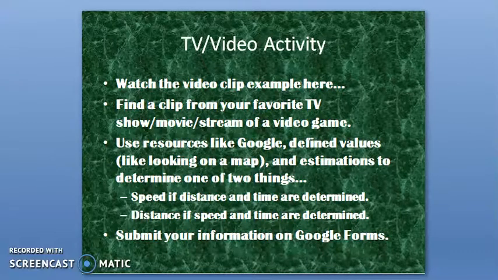For this assignment, you guys are going to pick a clip from your favorite TV show, movie, or stream of a video game. Yes, I do mean Fortnite, if you want to find a Fortnite video. Your job is to do what I do: use Google, look up values, watch the video, and get the timestamps. Your goal is to find one of two things: the speed, if you can figure the distance and time, or the distance, if you can figure out the speed and time from your videos.